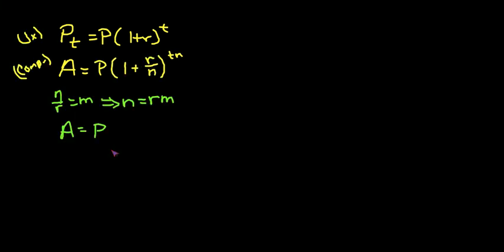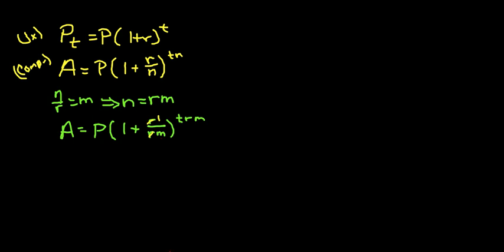P times 1 plus r over, and here's our substitution, r times m. And then up here, the n becomes again r times m. Now there's a little simplification that takes place here. r cancels here and here, so we get a 1 on top. And that's going to simplify a little bit further into the 1 over m.